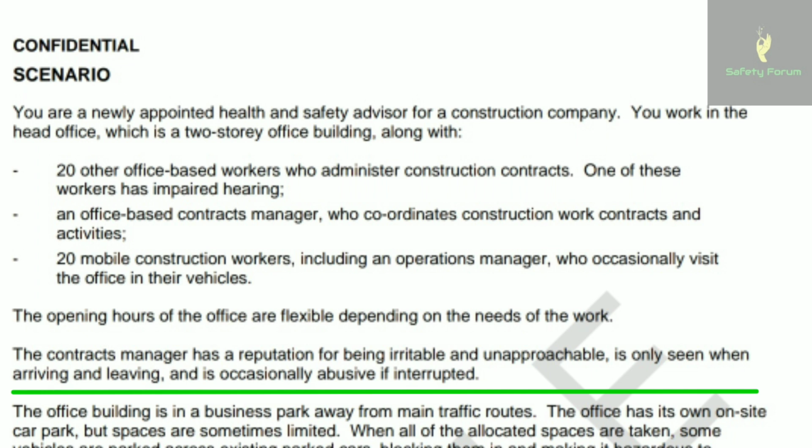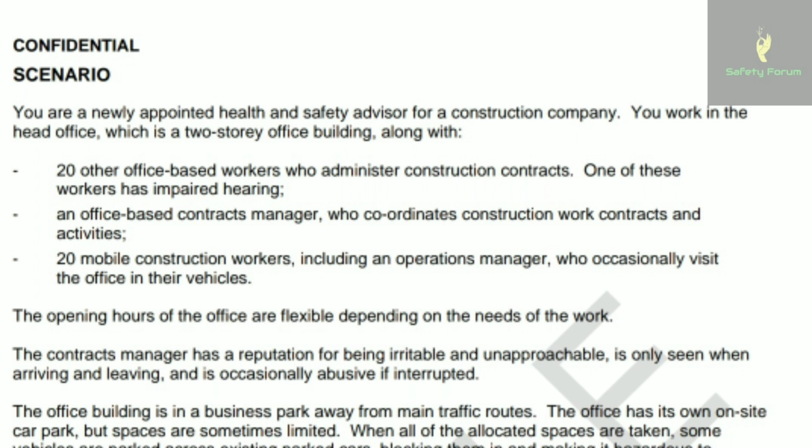The contract manager has a reputation for being irritable and unapproachable. He is only seen when arriving and leaving, and is occasionally abusive if interrupted. So it means this contract manager is a very rude person. You can't approach him for any help, right? He is not showing good commitment to his labor force, to his manpower. And you can never see him on the site. He will just be coming and leaving. He's just doing his duty by coming to the office and leaving.